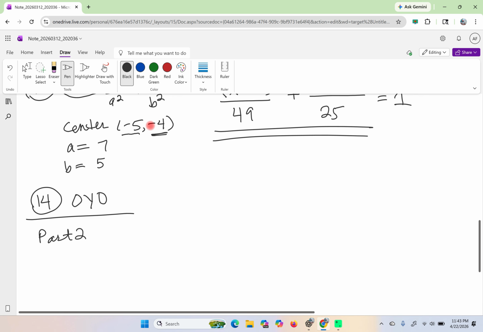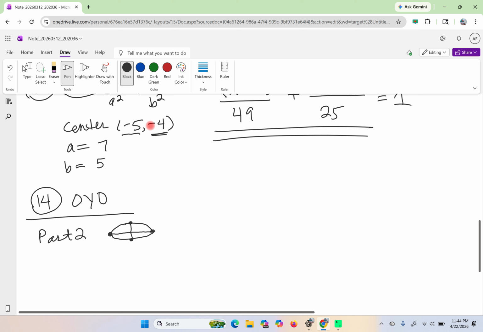So we have some interchanging vocabulary here. The vertex is plural. So the vertex is the endpoint of the major axis. So they're giving us the endpoints of the major axis and the endpoints of the minor axis, and then we're tasked with using that information to write an equation.